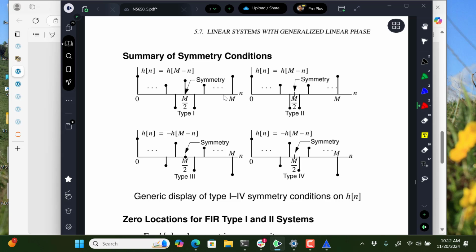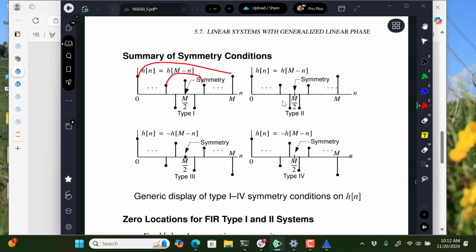But anyway, here's the summary of what the 4 types are. And this is kind of easy to remember. If M is even, M plus 1 is odd, so it means you've got a point of symmetry. This coefficient is unique. The other coefficients are all pairwise connected to each other in even symmetry.